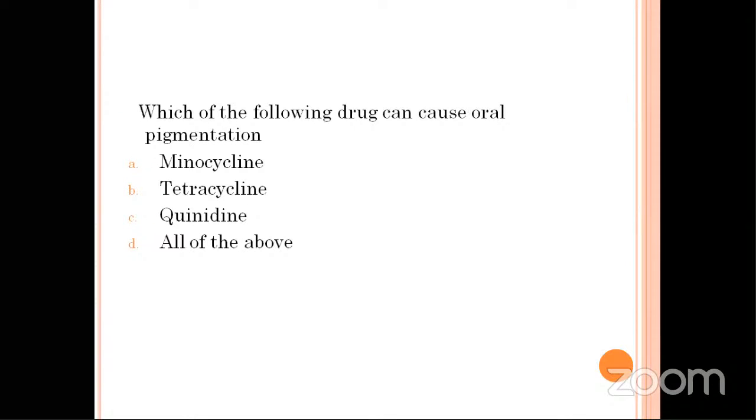So which of the following drugs can cause oral pigmentation? Minocycline and tetracycline are broad spectrum antibiotics, and quinidine is the one which is used as an anti-malarial drug. And in all of these, there will be pigmentation of the mucosa, either in the teeth or in the bone. Minocycline has an affinity towards absorption of the drug to the bone and also its metabolites to the teeth, and hence there will be pigmentation of the teeth due to all these drugs.